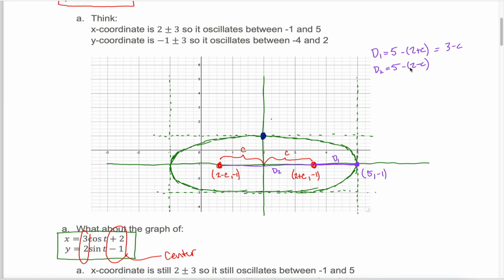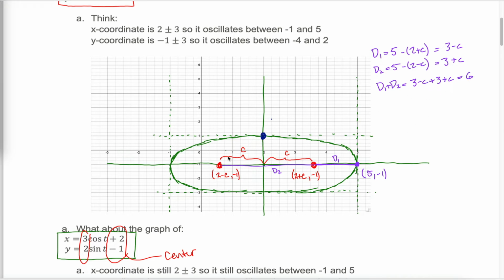5 minus 2 is 3 again, but now I would have 3 plus c. Really what I'm interested in is the sum of these two distances. d1 plus d2 would just be 3 minus c plus 3 plus c. In other words, 6. The c's cancel out, which is really nice.